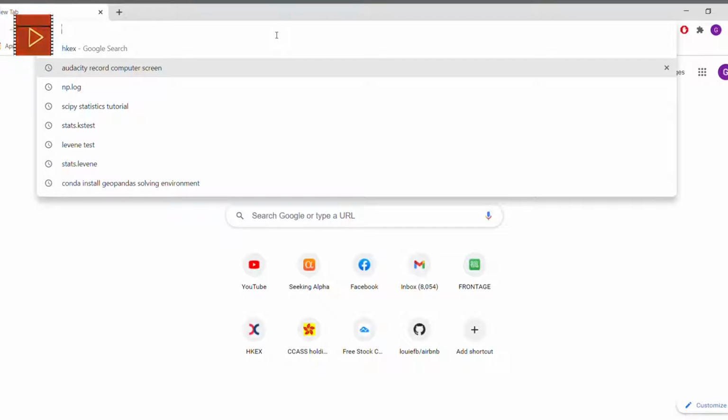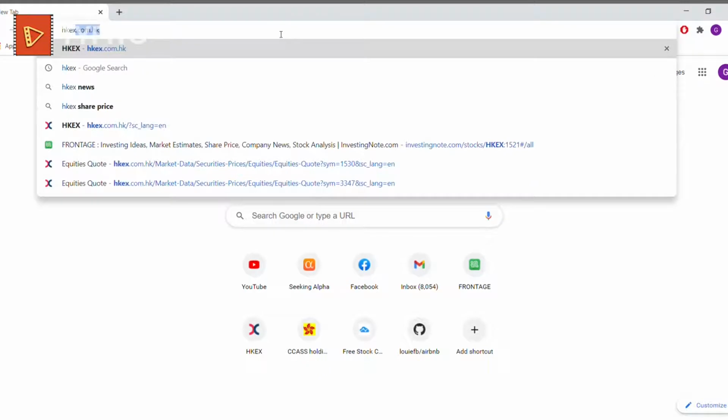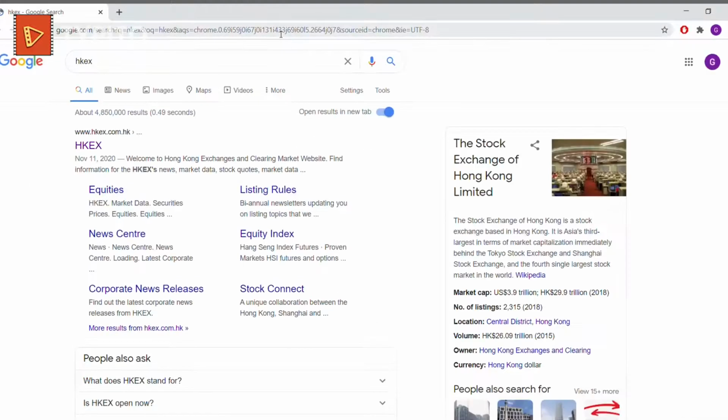First, you type in HKEX to search it on Google, and most likely it will be one of the top results appearing at the top of the page. So just select the first result that you see on Google, and that will bring you to the official Hong Kong Exchange website.